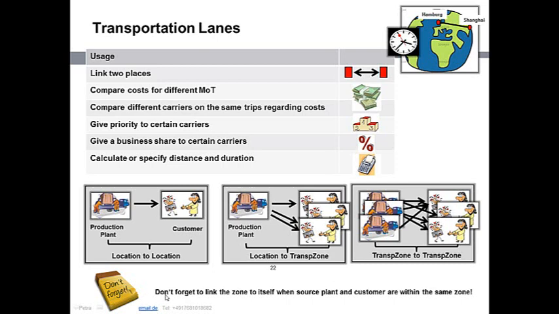And again, maybe one hint. It's also an interesting question. Don't forget to link the zone to itself when source plant and customer are within the same zone. Yeah? So here I said you have 4 customer zones. Maybe the production plant is in the same zone as a certain customer. Then don't forget to link that zone to this zone so that you can go within your own zone. And just remember, a transportation lane has to be there for when you do some optimization for everything.